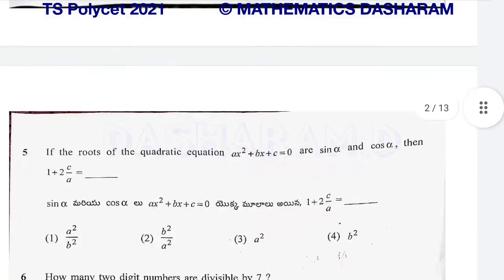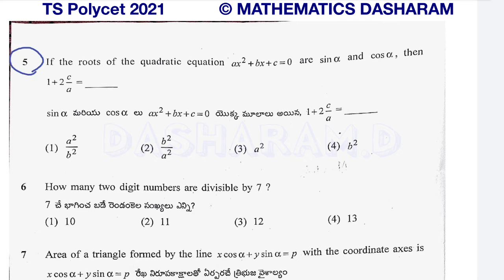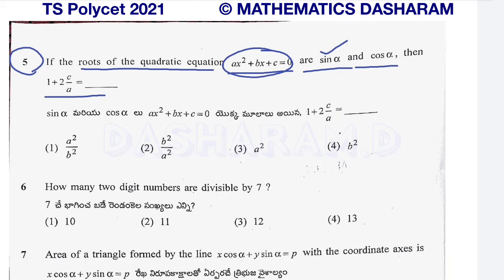Next, question number 5. If the roots of the quadratic equation ax square plus bx plus c equals 0 are sin alpha and cos alpha, then 1 plus 2 into c by a equals how much? Generally a quadratic equation has two roots, alpha and beta, so here those roots are given as sin alpha and cos alpha. Then what is 1 plus 2 into c by a?